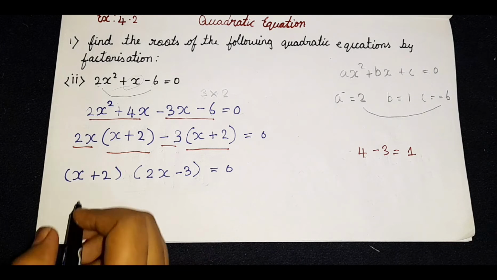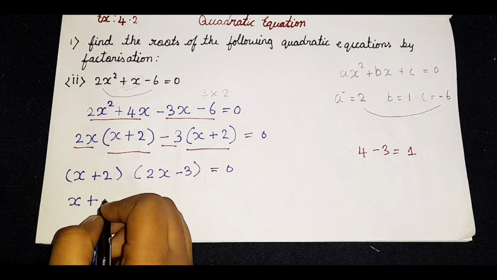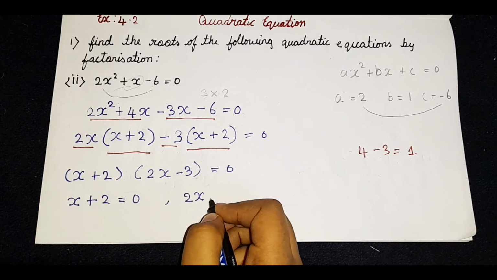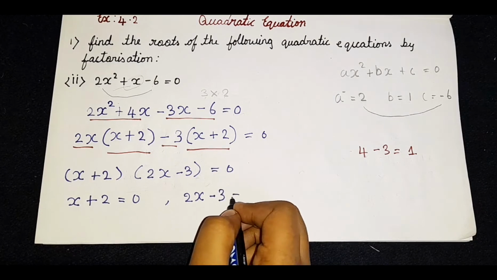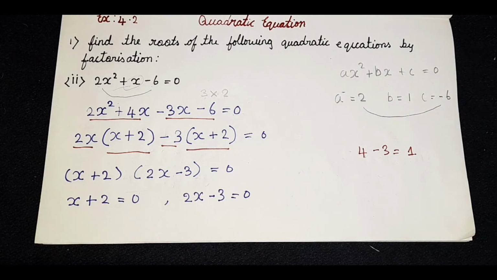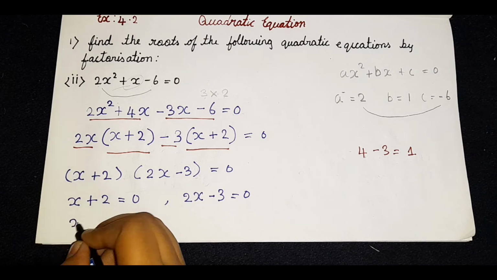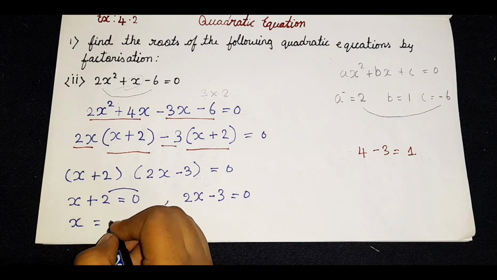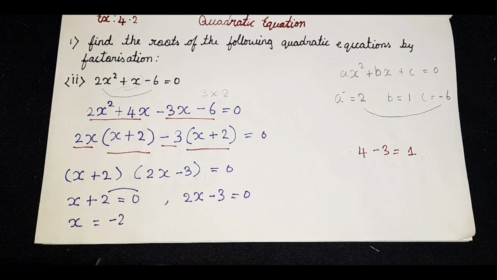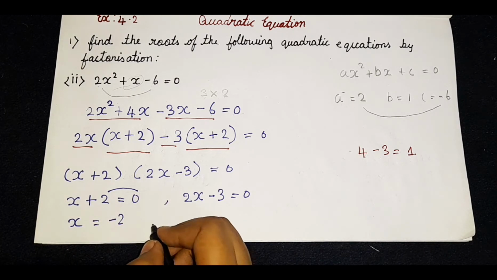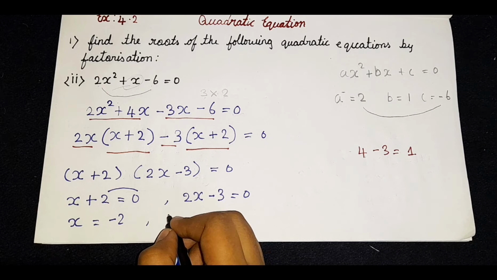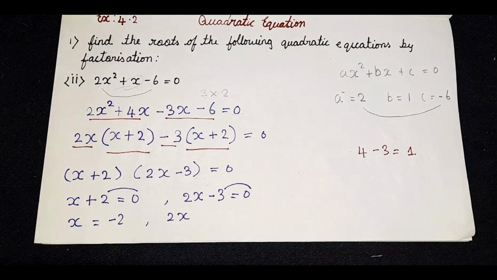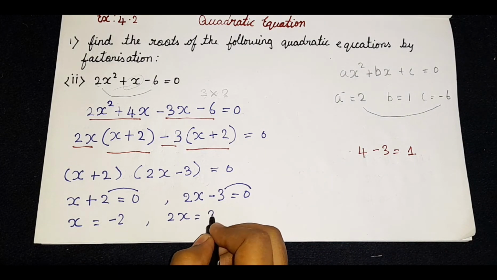Now what we can do is write x plus 2 is equal to 0, comma, 2x minus 3 is equal to 0. So I just wrote it like this. Here, x is equal to, when I get this plus 2 to the right side, it changes into minus 2, since it is positive. Likewise here also we shall do that. Here we have 2x, and when I get this minus 3 to the right side, it changes into plus 3.